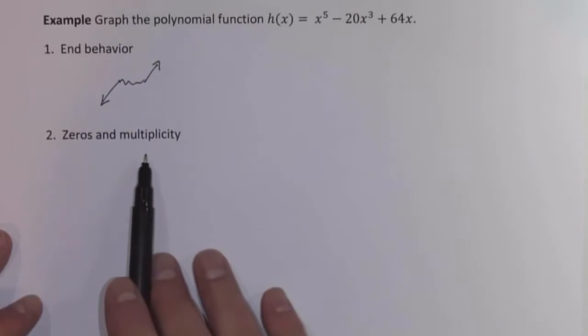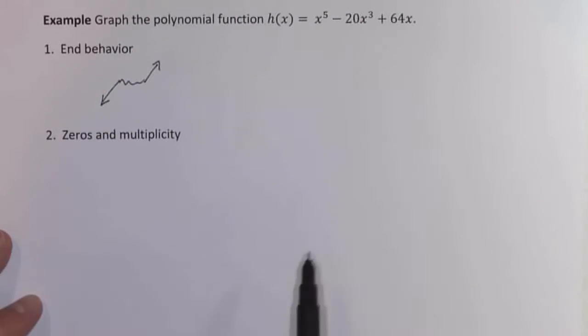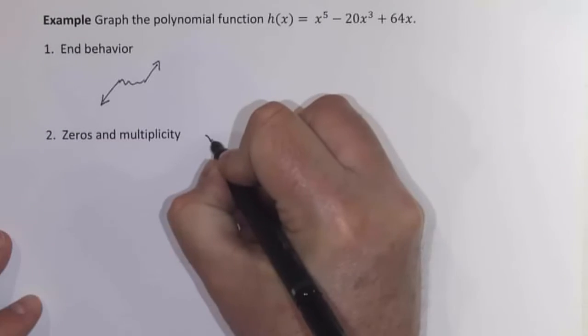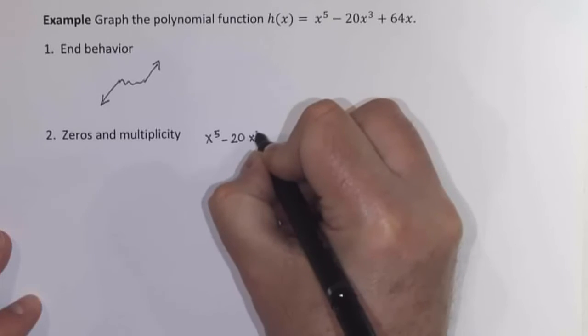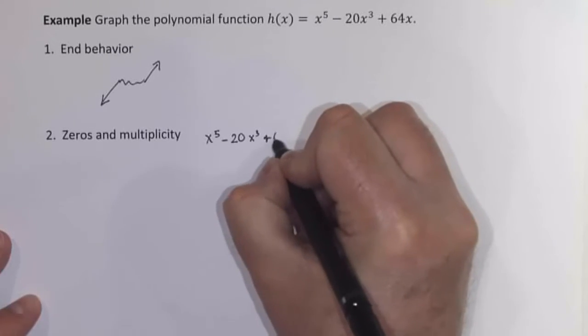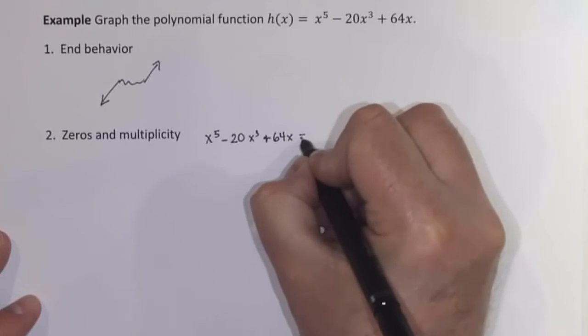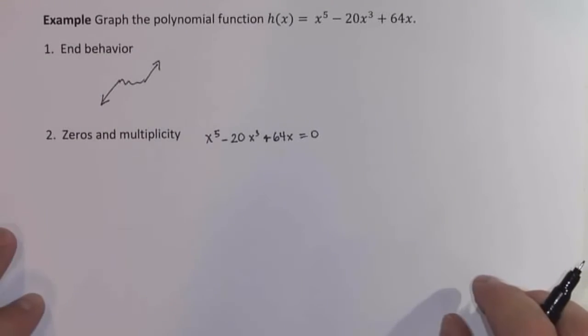Now, to find the zeros and the multiplicity, we're going to set our function equal to 0. So we're going to look at x to the fifth minus 20x cubed plus 64x. We're going to set that equal to 0 and solve.